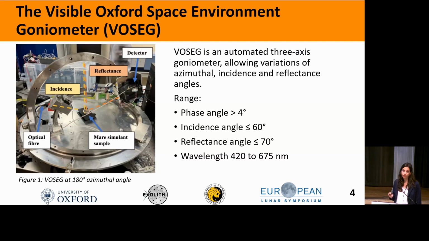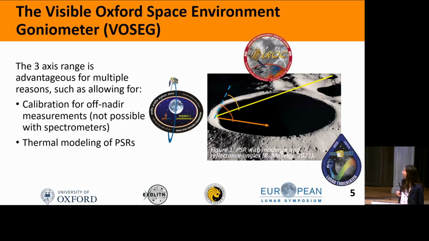It used to be a vacuum instrument, but it was modified over the years to be in the wavelength range. And this is the range that we can look at now. Why is it interesting? Why is it important to have a 3-axis range of freedom? Well, there's a number of reasons.